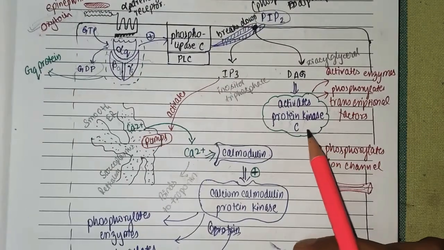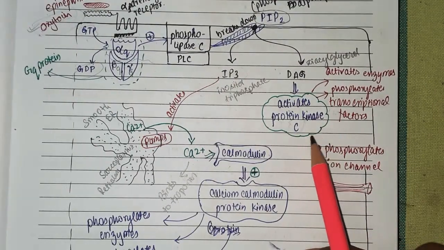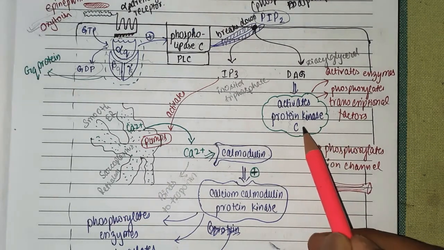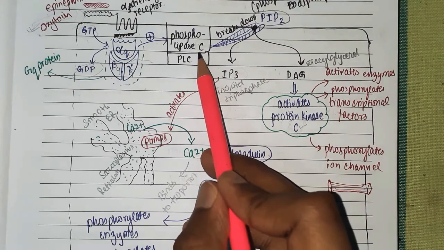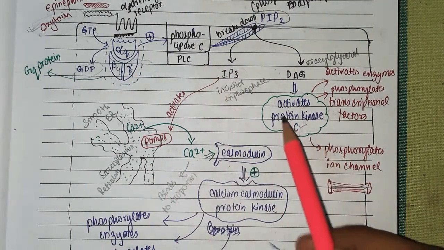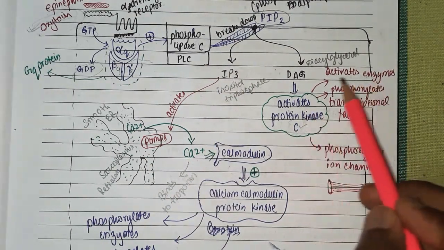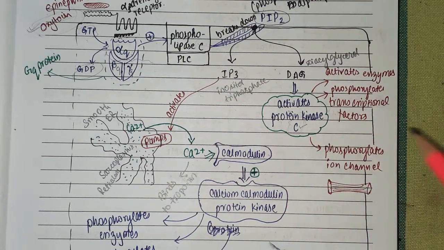DAG can activate protein kinase C. Why will we discuss protein kinase C? Because it is associated with phospholipase C. So activated protein kinase C activates certain enzymes. It can phosphorylate transcriptional factors. It can phosphorylate ion channels, and so on. It can bring about so many types of metabolic changes in the cell.